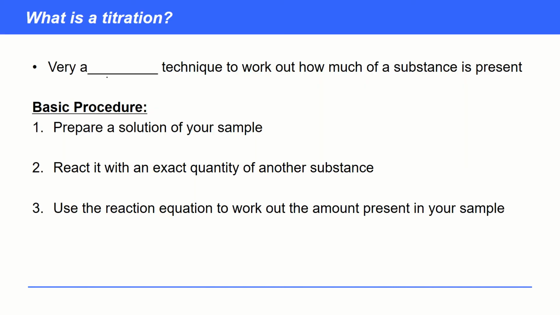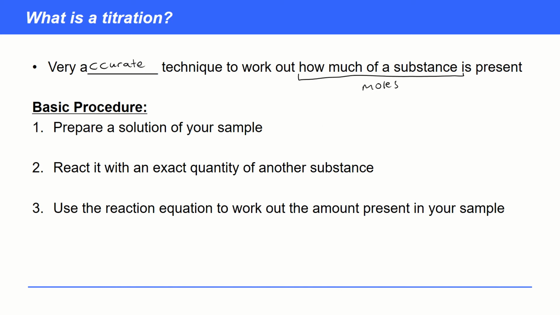So what is a titration firstly? A titration is an incredibly accurate technique to work out how much of a substance is present. And in chemistry terms, if we're talking about the amount of substance, we're talking here about the number of moles.